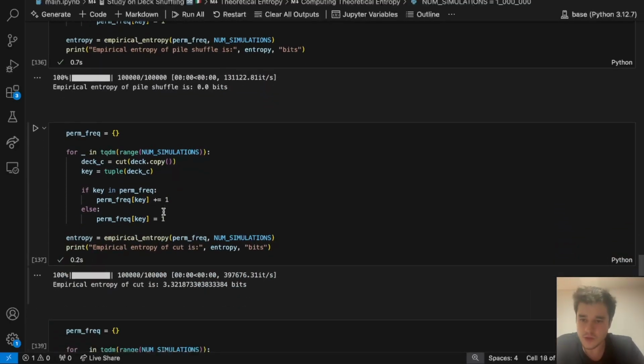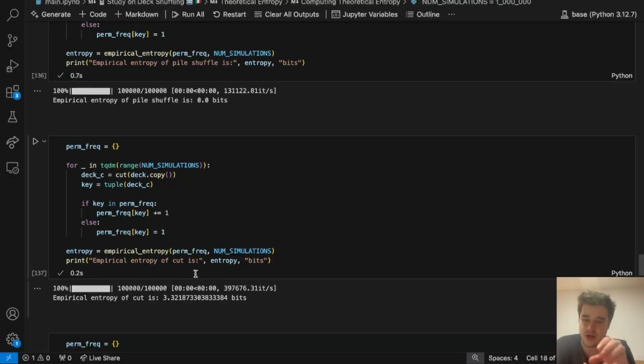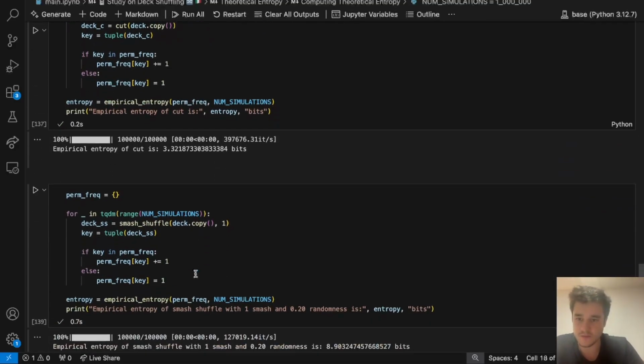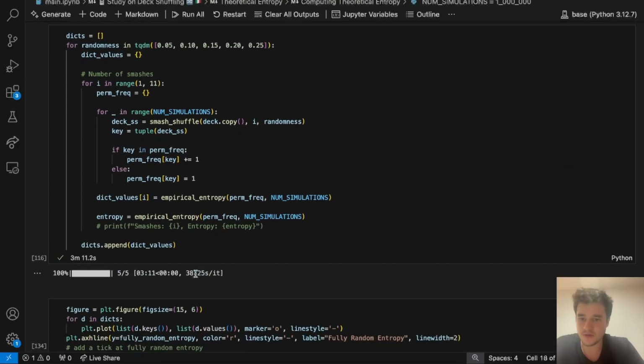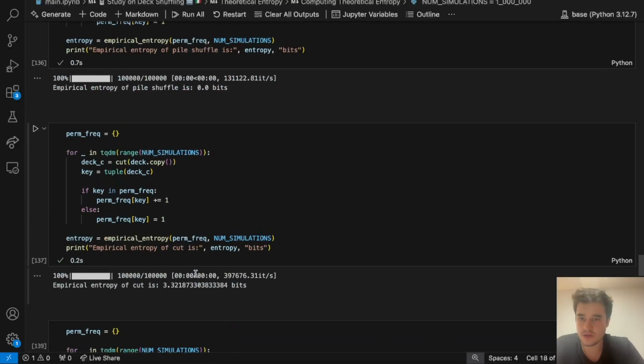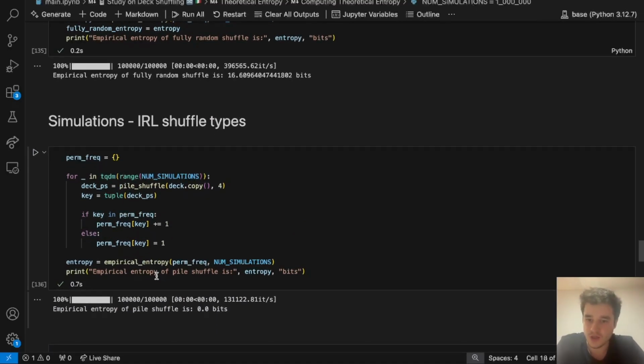So yes, for a cut, the entropy is 3.3. So it's very low, but it is random, right? Because you have this range between 15 and 20 where you always cut the deck. So if you always cut at a different place, even within these 10 cards, the entropy should still not be zero. But for pile shuffling, I skipped it. For pile shuffling, it's actually 0 bits, right? Because pile shuffling is not random.